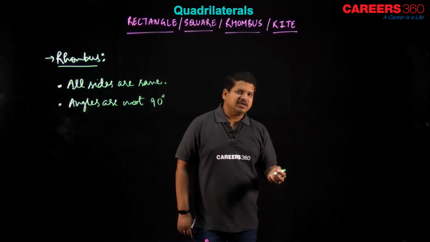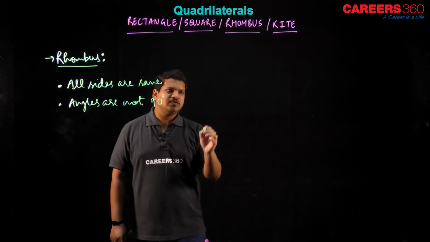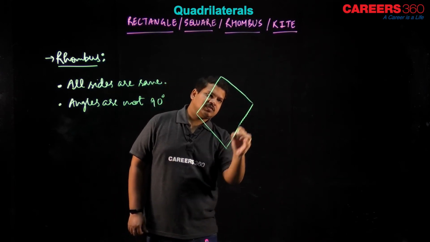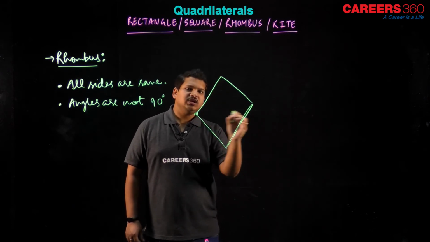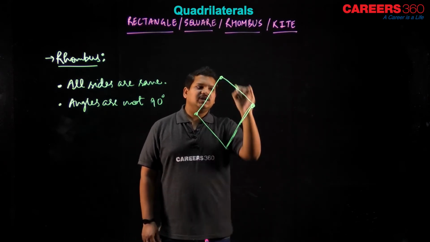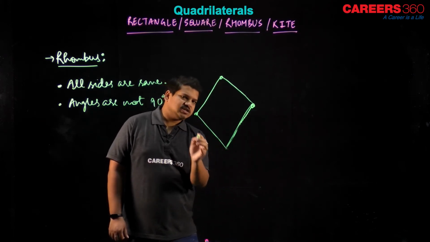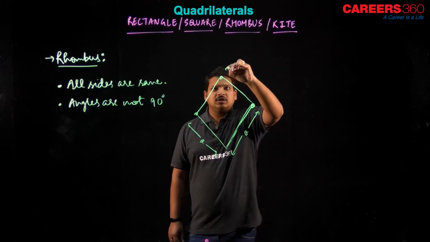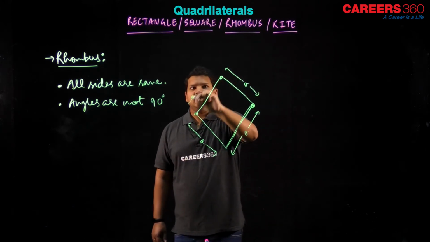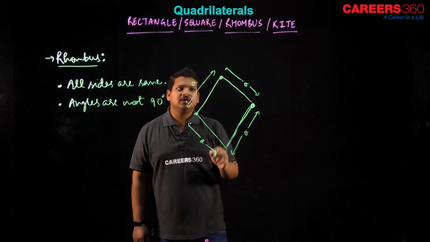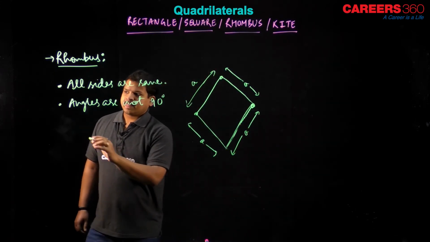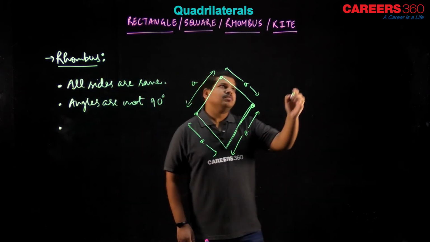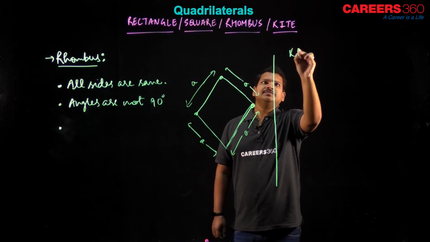Now, if angles are not 90 degrees, a rhombus will somewhat look like this, and in which I am assuming all the sides are equal. So let's assume it that way. Let's say this is A, this is also A, this is also A, and this is also A. Now this is rhombus, and now let's talk about kite.